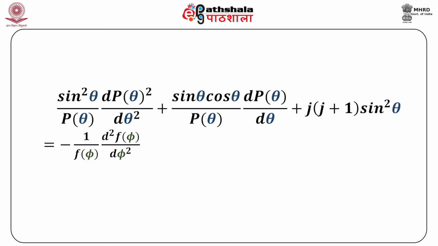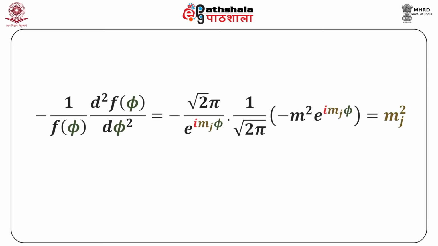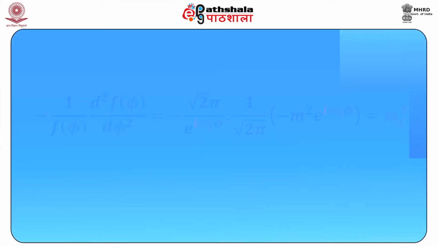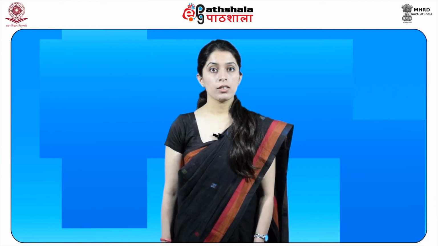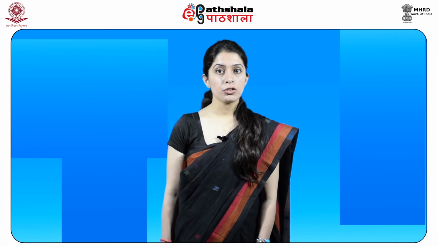On RHS of the equation, we get the expression as minus 1 upon f of phi d square f of phi upon d phi square, which becomes equal to minus under root 2 pi upon e to the power iota mj phi into 1 upon under root 2 pi within brackets minus mj square e to the power iota mj phi. This becomes equal to mj square, which is a constant. This implies that the trial eigenfunction defined is valid.